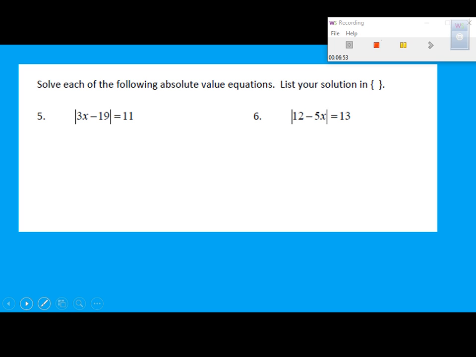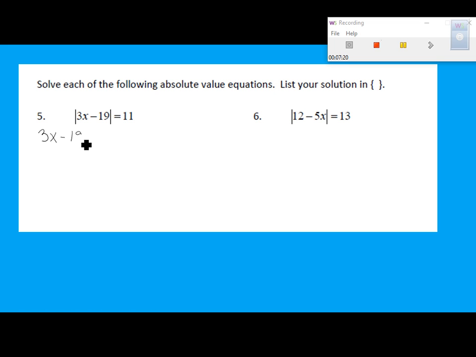I'm going to switch gears for my next 3 problems and review with you how to solve absolute value equations. Remember guys, on absolute value equations, you should have 2 solutions. What you need to do is make sure the absolute value is on one side of the equal sign by itself, and my number 5 and number 6 are. Once that is, we do 2 equations.